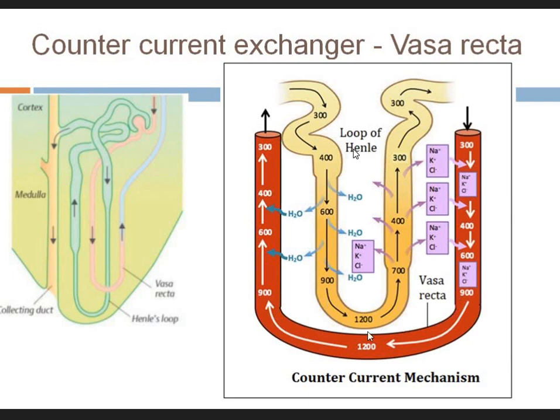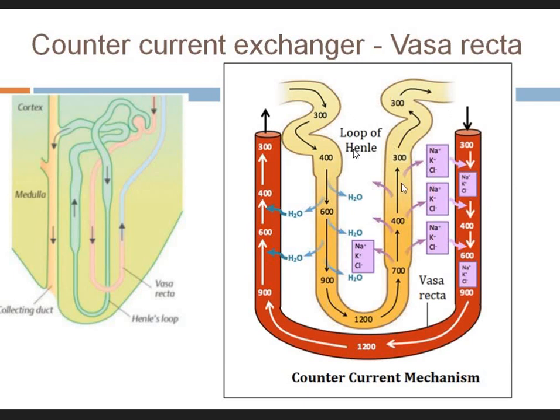What you see surrounding it is vasa recta. This red colored vessel is vasa recta. It is also U-shaped, surrounding the loop of Henle, and the fluid is moving in the opposite direction. Please pay notice to this. In vasa recta, the entry of fluid is from this side, and the exit is from the opposite side. So the fluid is moving in the opposite direction, so it is also countercurrent. Two parallel limbs moving side by side, and movement is in the counter direction.